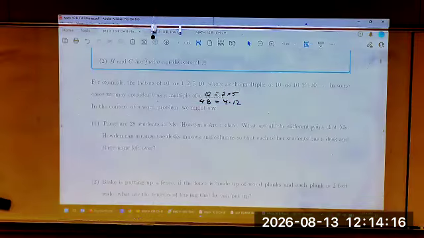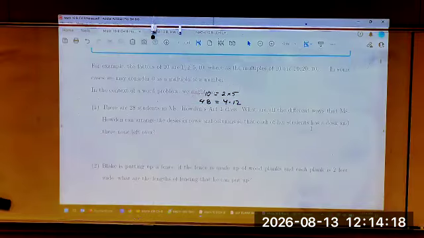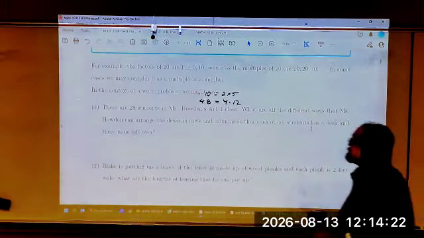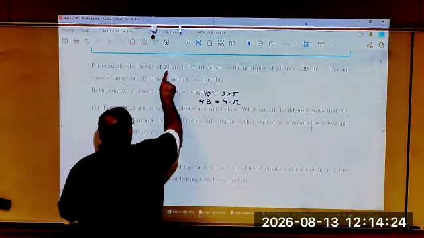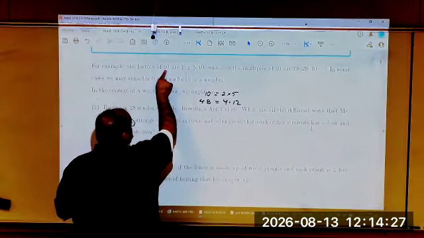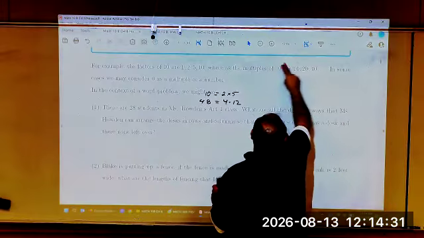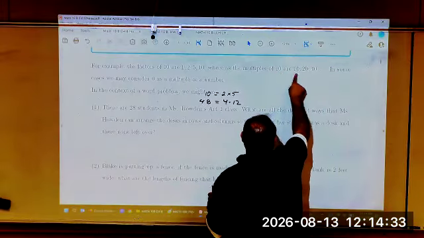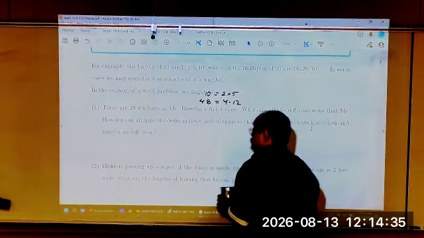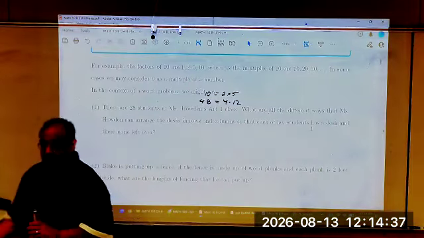Example, factors of 10 are 1, 2, 5, and 10. So the factors, what goes into 10? 1, 2, 5, and 10 go into 10. The multiples of 10. What does 10 go into? 10 goes into 10, 20, 30, 40, 50. So what are the multiples versus what are the factors?